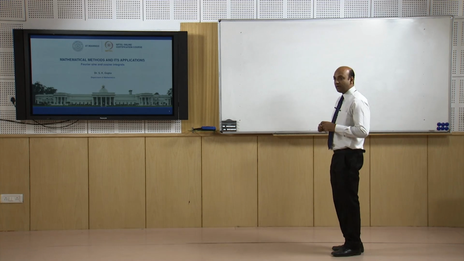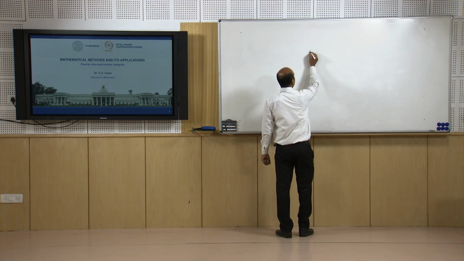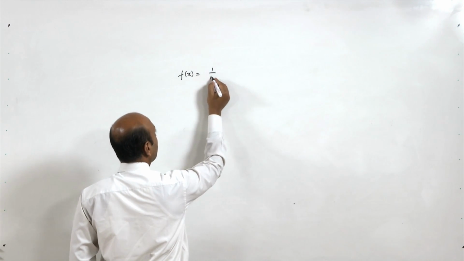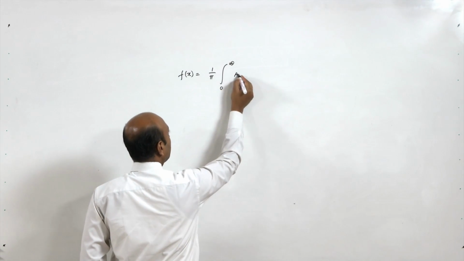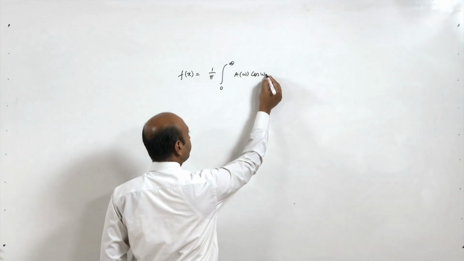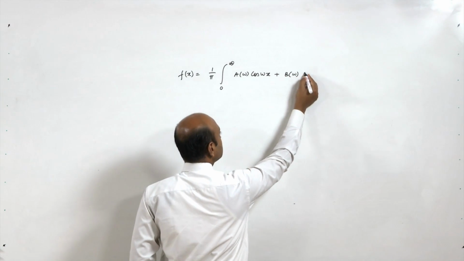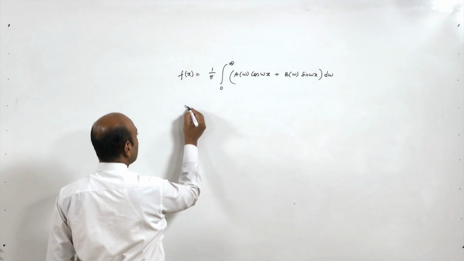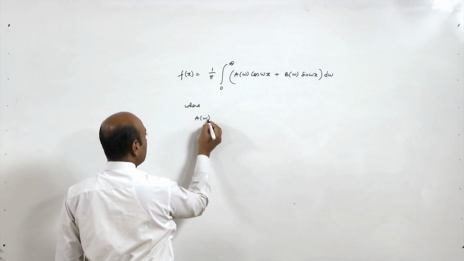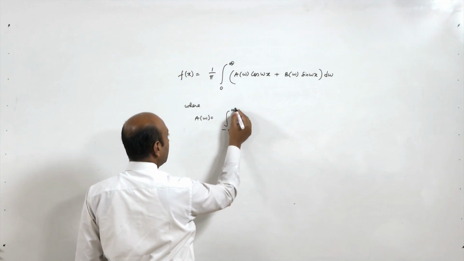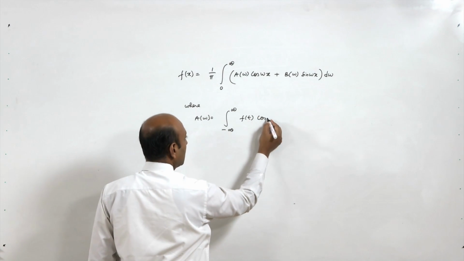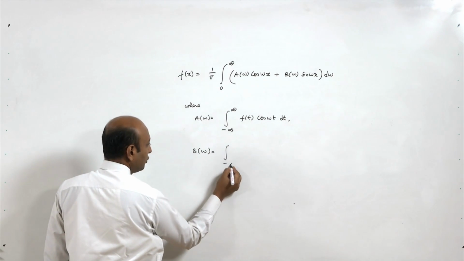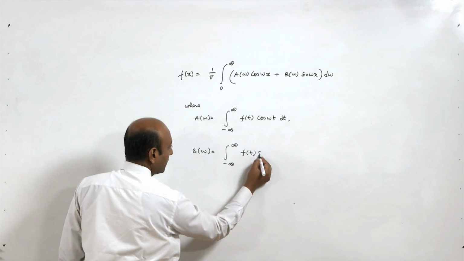Now, we have seen that if we have a function f(x), then the Fourier integral representation of f(x) will be nothing but 1 upon pi integral 0 to infinity [a(omega) cos omega x plus b(omega) sin omega x] d omega, where a(omega) is given by the integral from minus infinity to plus infinity of f(t) cos omega t dt, and b(omega) is given by the integral from minus infinity to plus infinity of f(t) sin omega t dt.